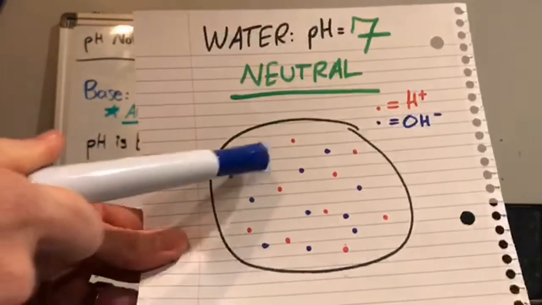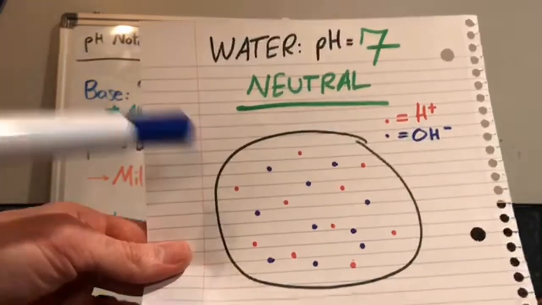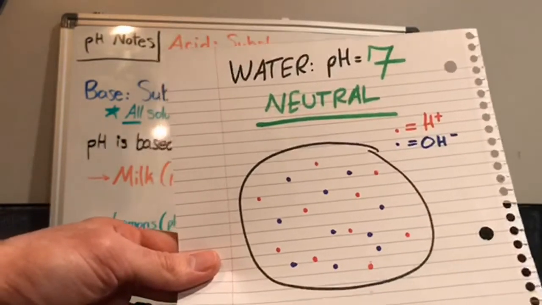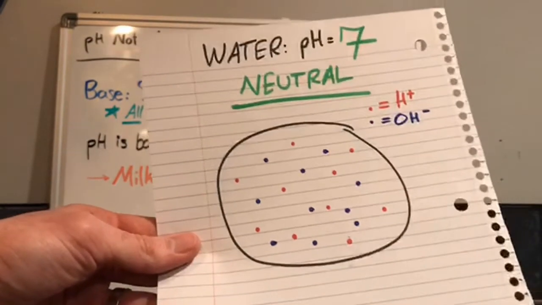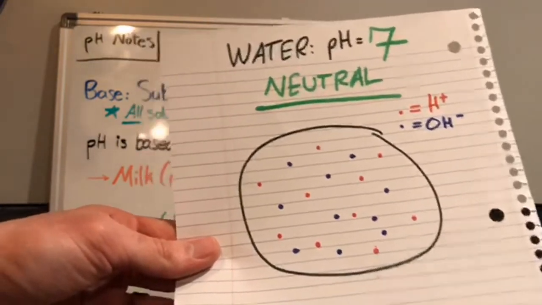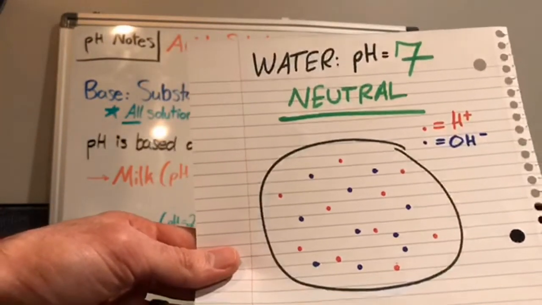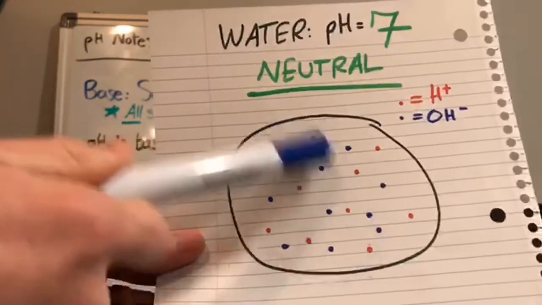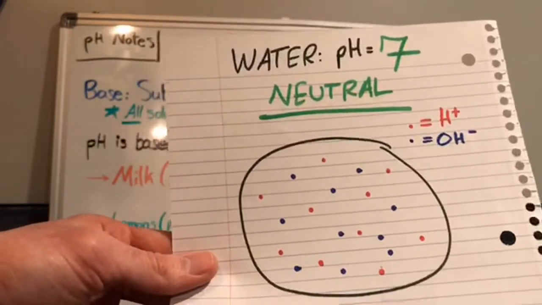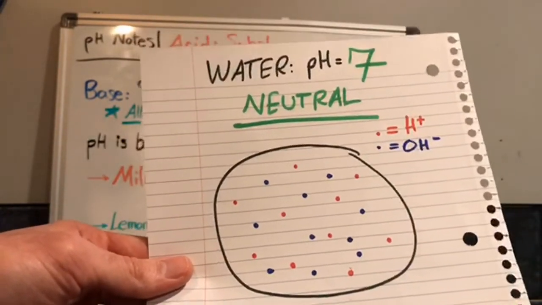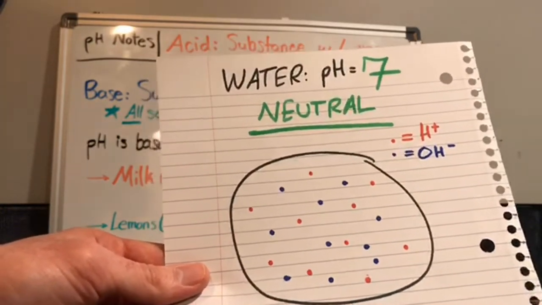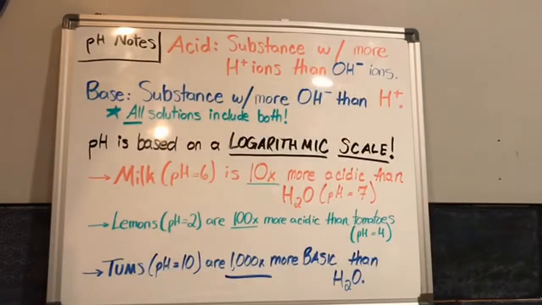Now, if I took out 9 of these blue dots and made them red, then there would be 19 reds and 1 blue, which means that would be an acid. It would have more H plus than OH minus. The OH minus would still be there, but it's just not enough to make it neutral and not enough to make a base. Now, if I again turned 9 of these reds into blues, it would be known as a base. It would have a very high pH because there would be 19 blue OH minus ions and 1 red H plus. So that just gives you a little picture of what's going on.